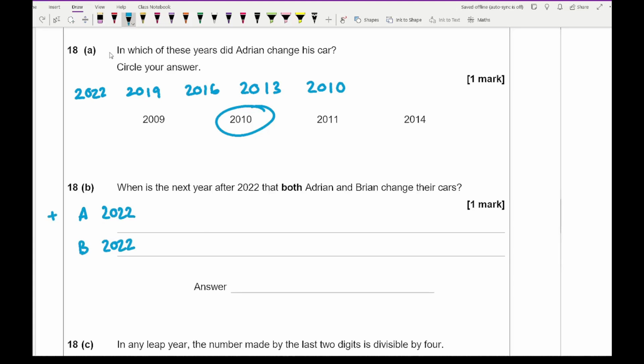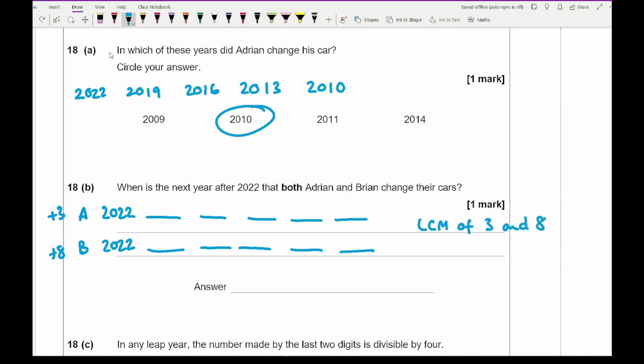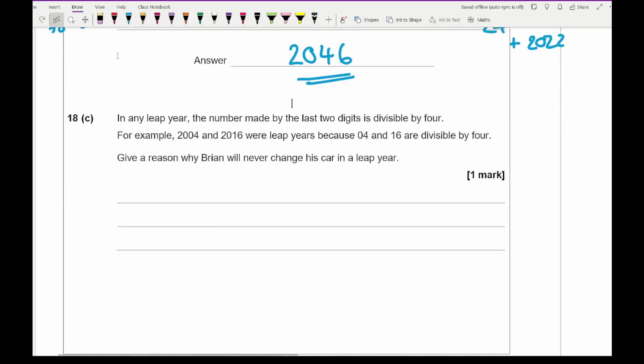Now Adrian changes his car every 3 years, Brian changes his car every 8 years. So if I then just wrote down all those numbers and tried to pick out which is the first number that appears in both those 2 lists. Alternately, what you could do is work out the lowest common multiple of 3 and 8, which is 24. And then if I add that to 2022, that gives me a final answer of 2046.